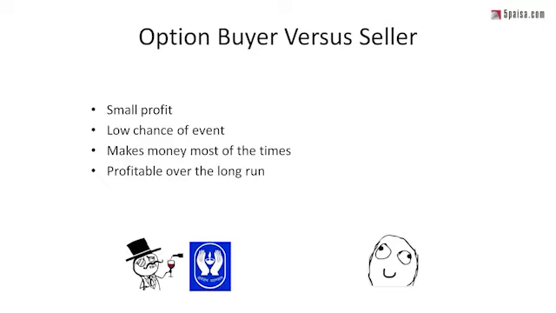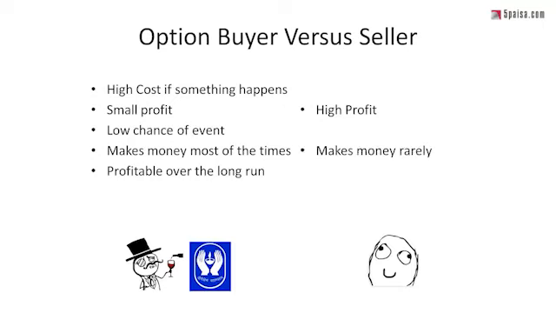I don't know if LIC is profitable, but let's say SBI Life or Max New York or somebody is profitable. But here's the catch. If something happens, the cost is high, but they are able to take that risk. So the most important thing is high cost, small profit, low probability, and profitability over the long run. Now let's look at option buyer. Very high profit. Your hospital bills, if they are very high, you'll get so much money. You have to pay the hospital, of course, but you'll make profit from the insurance.